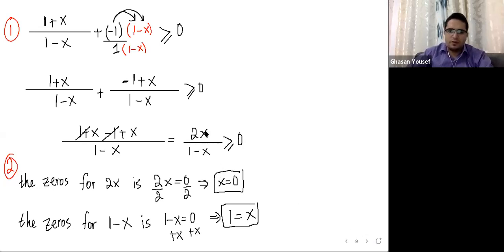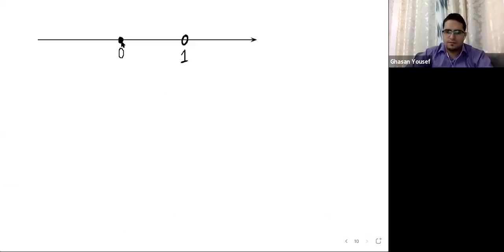But the 0 for the numerator in the top here, in 2x, should be closed, like this. This, the 0 for the denominator. This, the 0 for the numerator. It should be open.